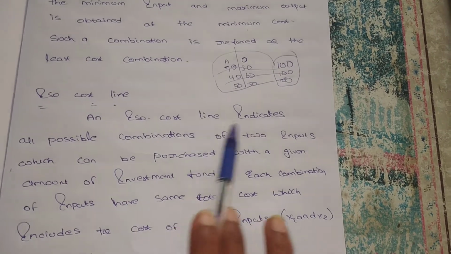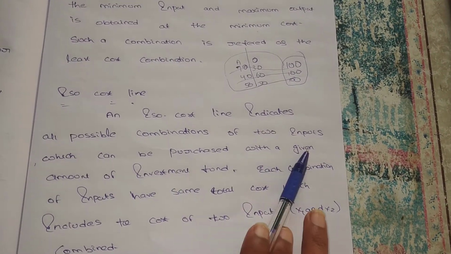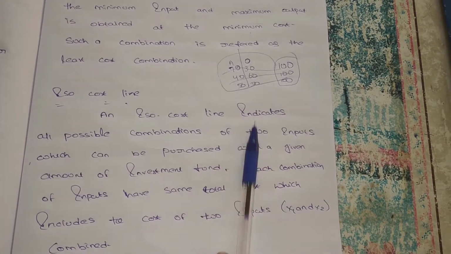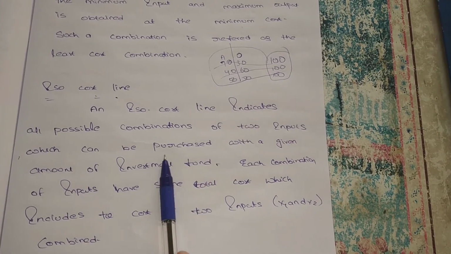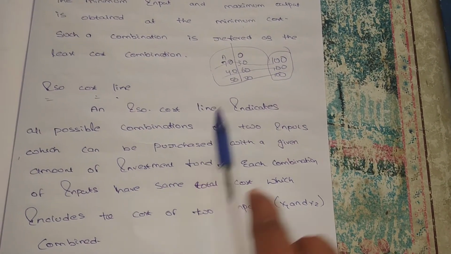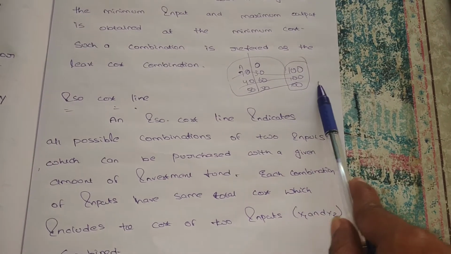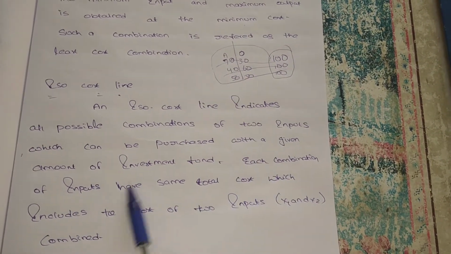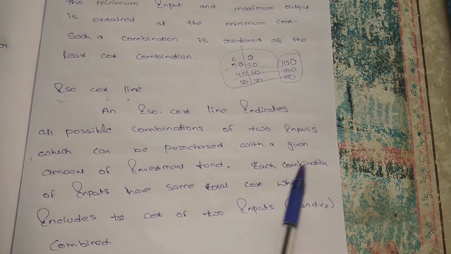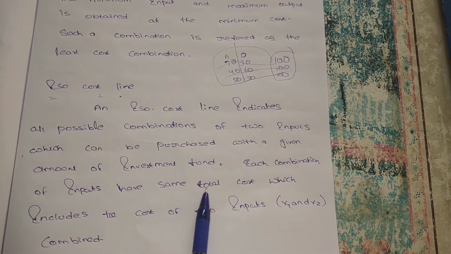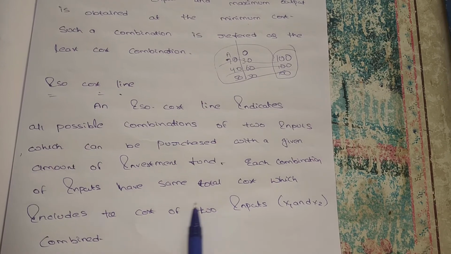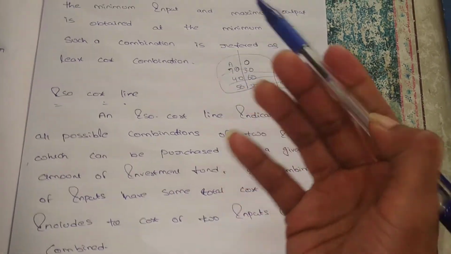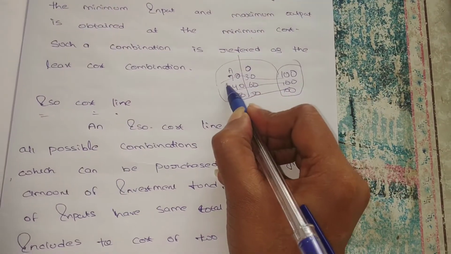An isocost curve indicates all possible combinations of two inputs which can be purchased with a given amount of investment. We have only 100 rupees. For this 100 rupees we have to purchase apples and oranges. Each combination of input has the same total cost, which includes the cost of the two inputs x and y combined. The output is the same but the inputs we have to change.